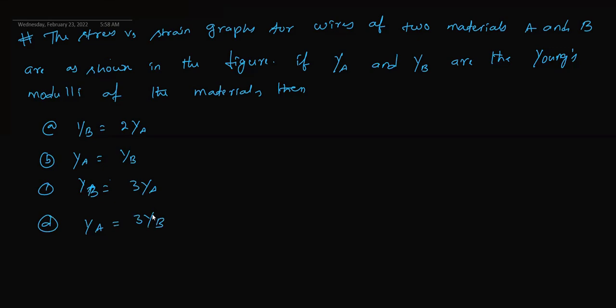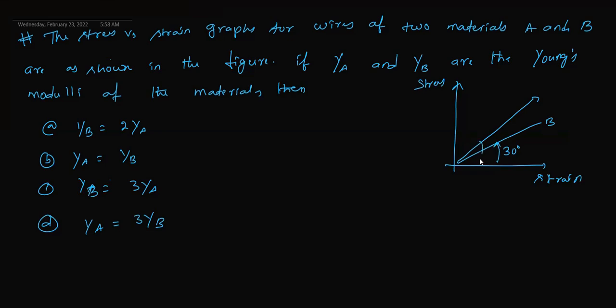And along with the question, they given two graphs like this. This is the representation. Here they given stress, and here they given strain. So here they given two slopes. This is slope B, this is slope A. Slope B value is 30 degrees, and slope A value is 60 degrees. This is A. So they given a stress-strain curve.